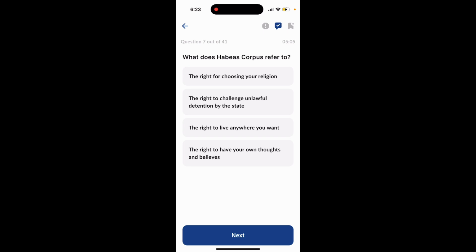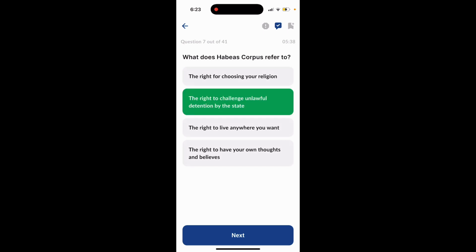Question 7. What does habeas corpus refer to? Option 1, the right for choosing your religion. Option 2, the right to challenge unlawful detention by the state. Option 3, the right to live anywhere you want. Option 4, the right to have your own thoughts and beliefs. The answer is the right to challenge unlawful detention by the state.